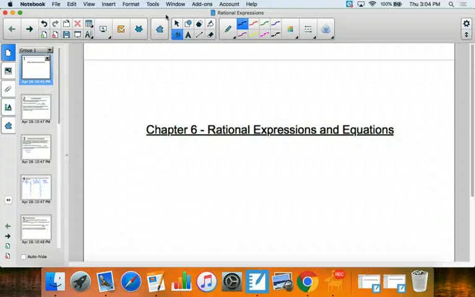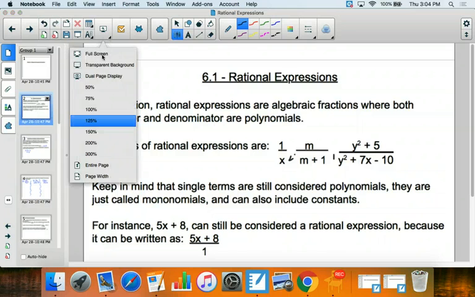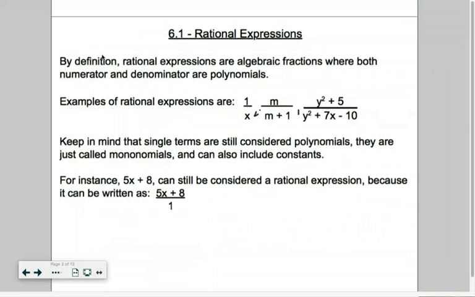In this lesson, we're going to define a rational expression in our main unit of rational expressions and equations. But right now, we're just going to look at what a rational expression is, how we can define it, and what we can do to work with it. When we talk about a rational expression, we're talking about something that can be written in fraction form.